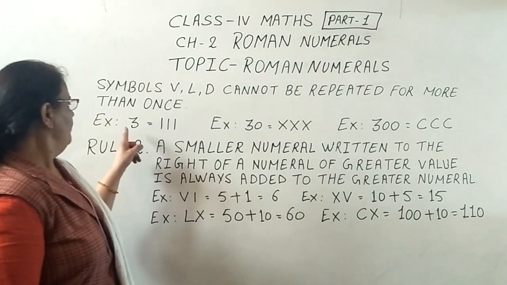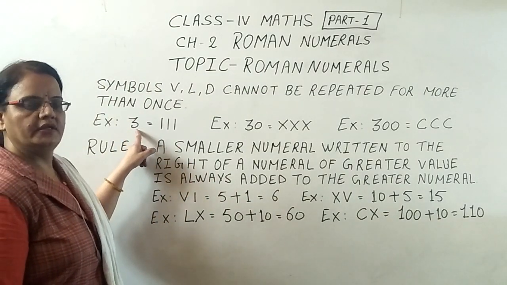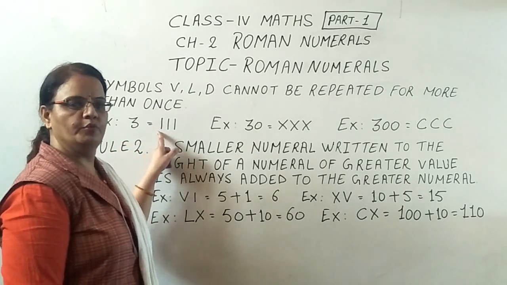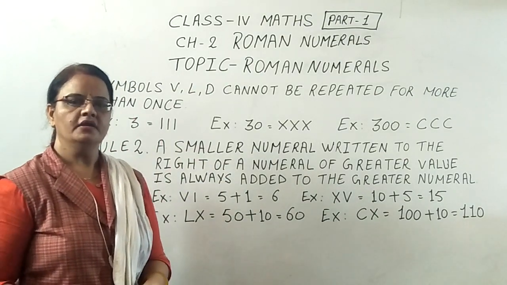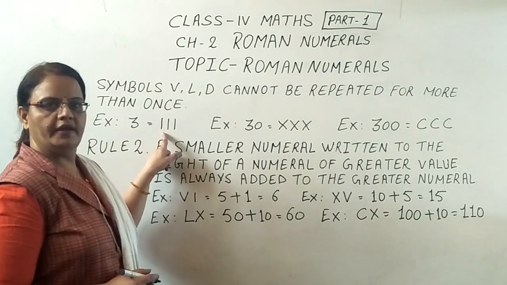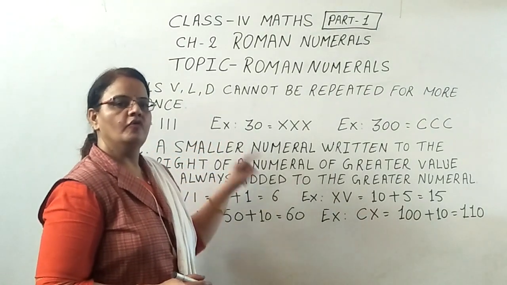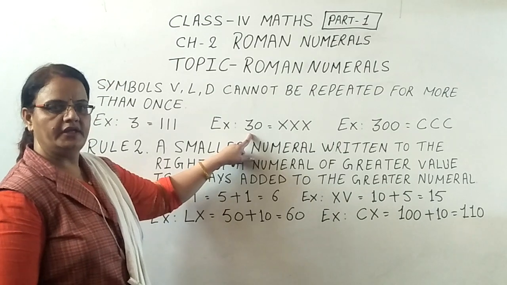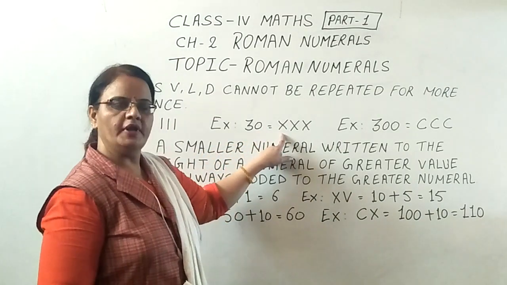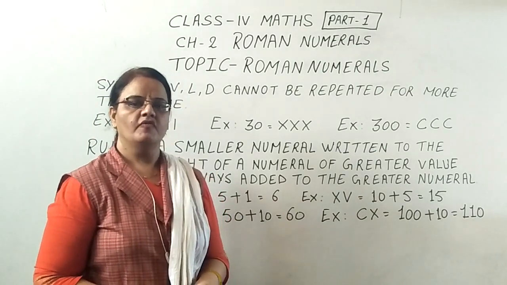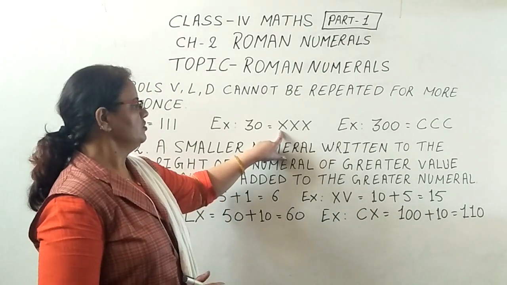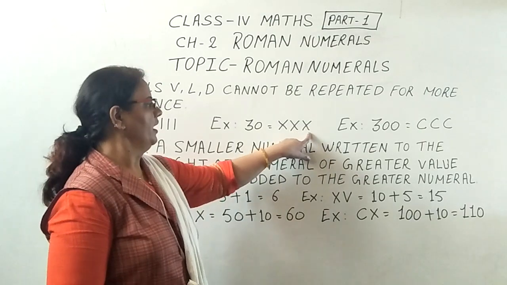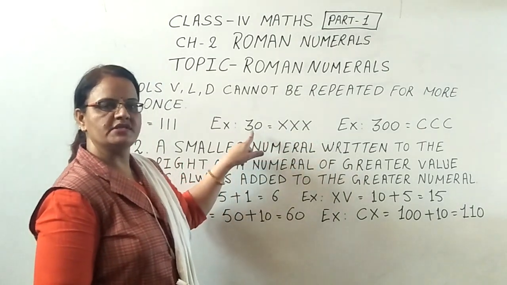For example, our number is 3. Our Hindu Arabic number is 3 and we will write this number in Roman numerals. So how many times will we use I? We will use I 3 times. Now we will take another example. Our number is 30. In Roman numerals, the value of X is 10. So we will use X 3 times. One time X value is 10, then 20, then 30. So 3 times X means the value is 30.